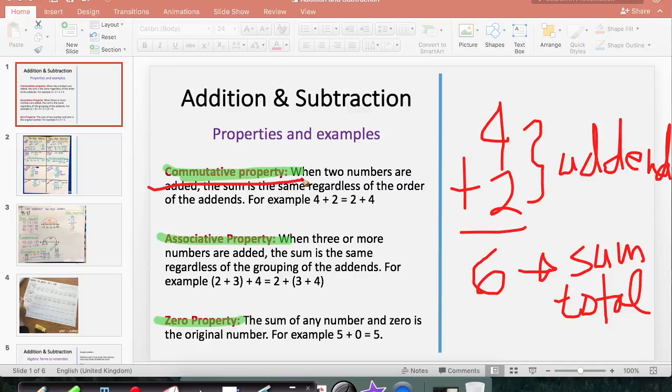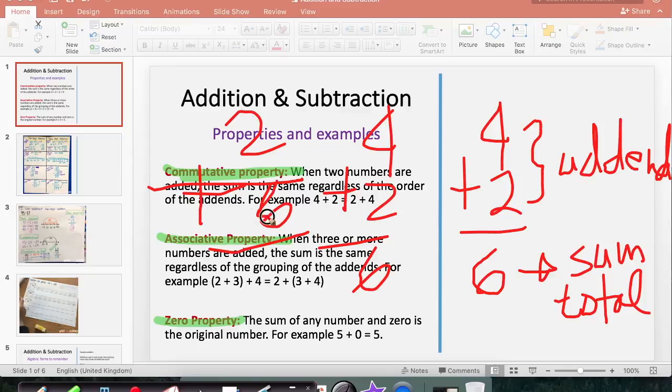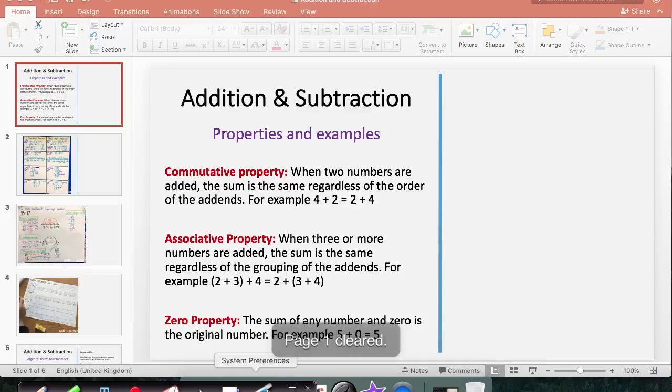Commutative property says that the sum of two numbers is the same regardless of the order. So you can have 4 plus 2 equals 6, or 2 plus 4 equals 6.